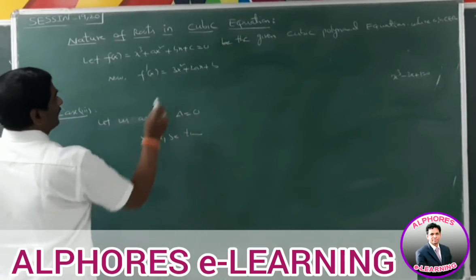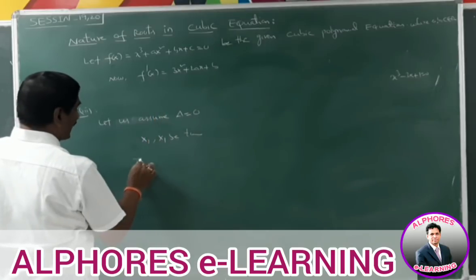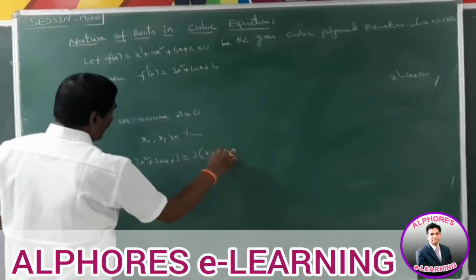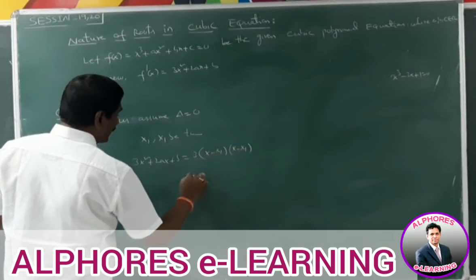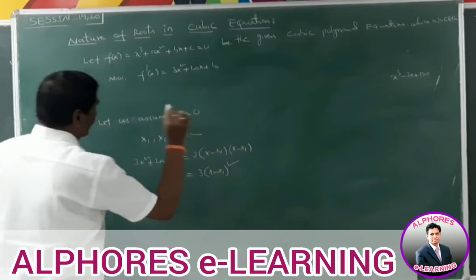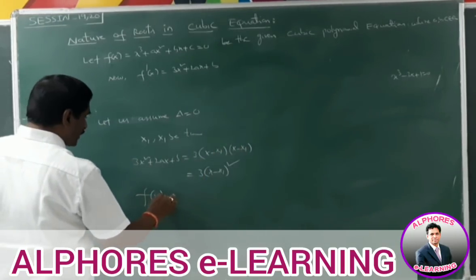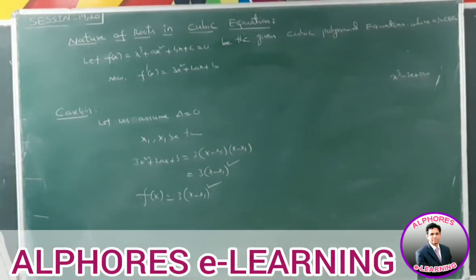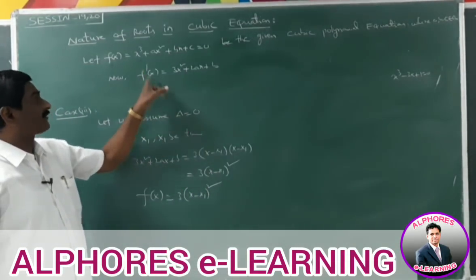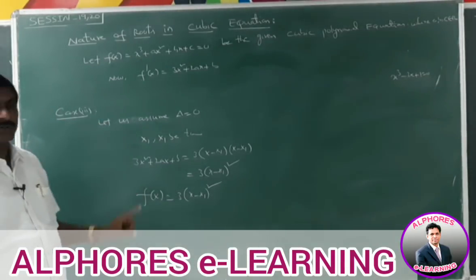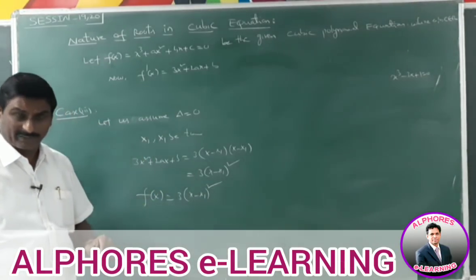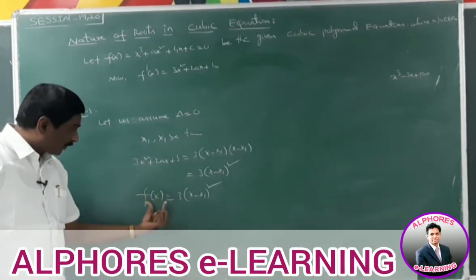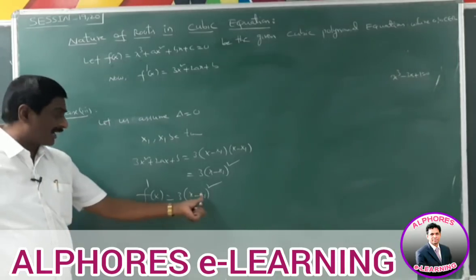That means this f dash x, 3x square plus 2ax plus b, can be reduced into 3 of (x minus x1) into (x minus x1), that means 3 of (x minus x1) whole square. If delta is equal to 0, the roots of f dash x is equal to 0 are equal. Say the roots are x1, x1, then it can be reduced into 3 of (x minus x1) whole square. In this case, f dash x1 is equal to 0. That means one of the roots of f dash x is equal to 0 is x1.